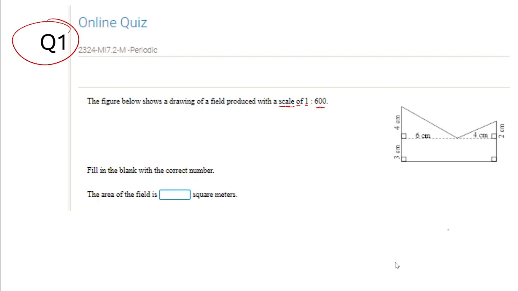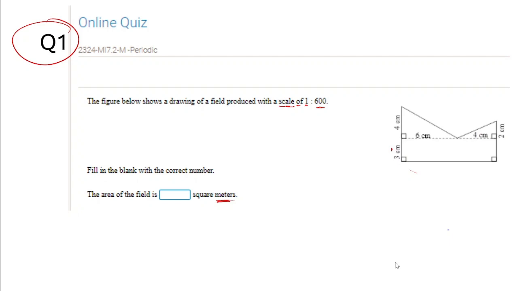The area of the field is blank square meter. And here is centimeter. And here it is mentioning the scale of 1 to 600. To get the area of this figure, we don't have a standard shape. But we can slice or divide this shape into many shapes which we know. For example, we can divide it into rectangle, triangle, trapezoid, square.